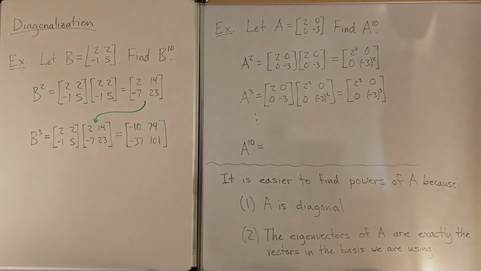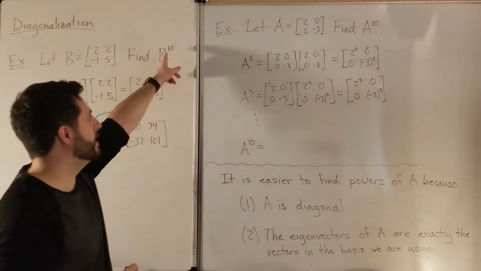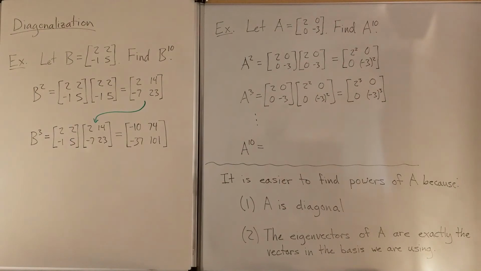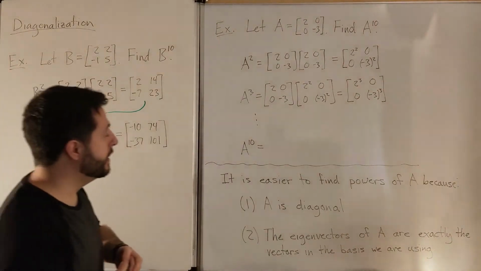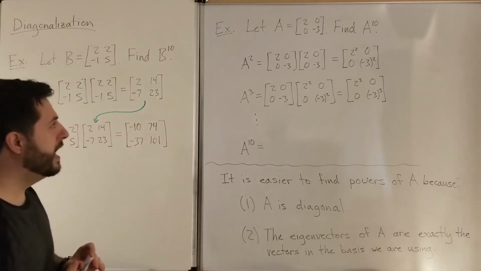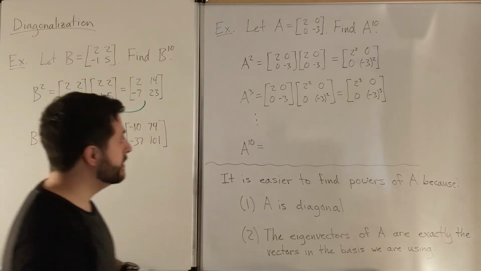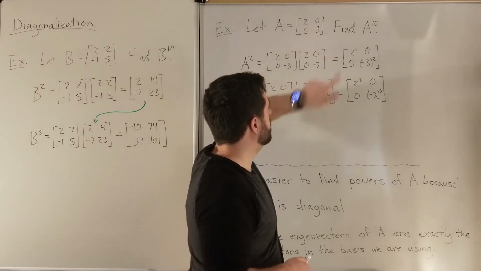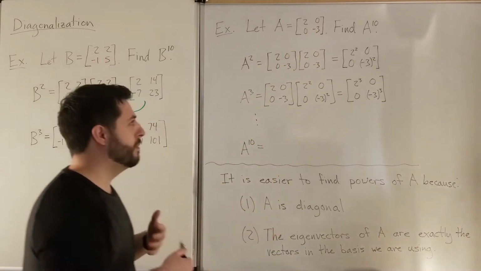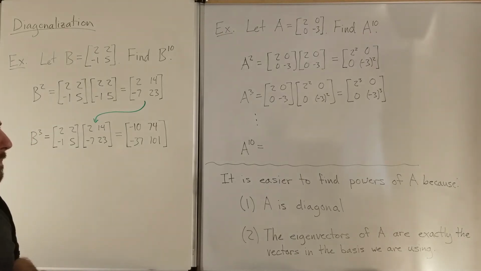Here I just wrote 10, but that 10 could just as easily be 100 or 1,000, and we want to be able to do this efficiently. So let's take a look at this different looking matrix here. This matrix is 2, 0, 0, negative 3, and the goal is the same thing. We want to raise this to the 10th power.